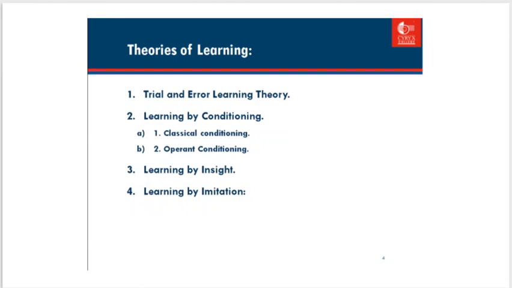Thorndike studied the character of trial and error learning in a number of experiments on cats using a box which he called a puzzle box. In one of the experiments, a hungry cat was placed in the box and the door was closed, which could be opened by pressing a latch. A fish was placed outside the box in a plate.